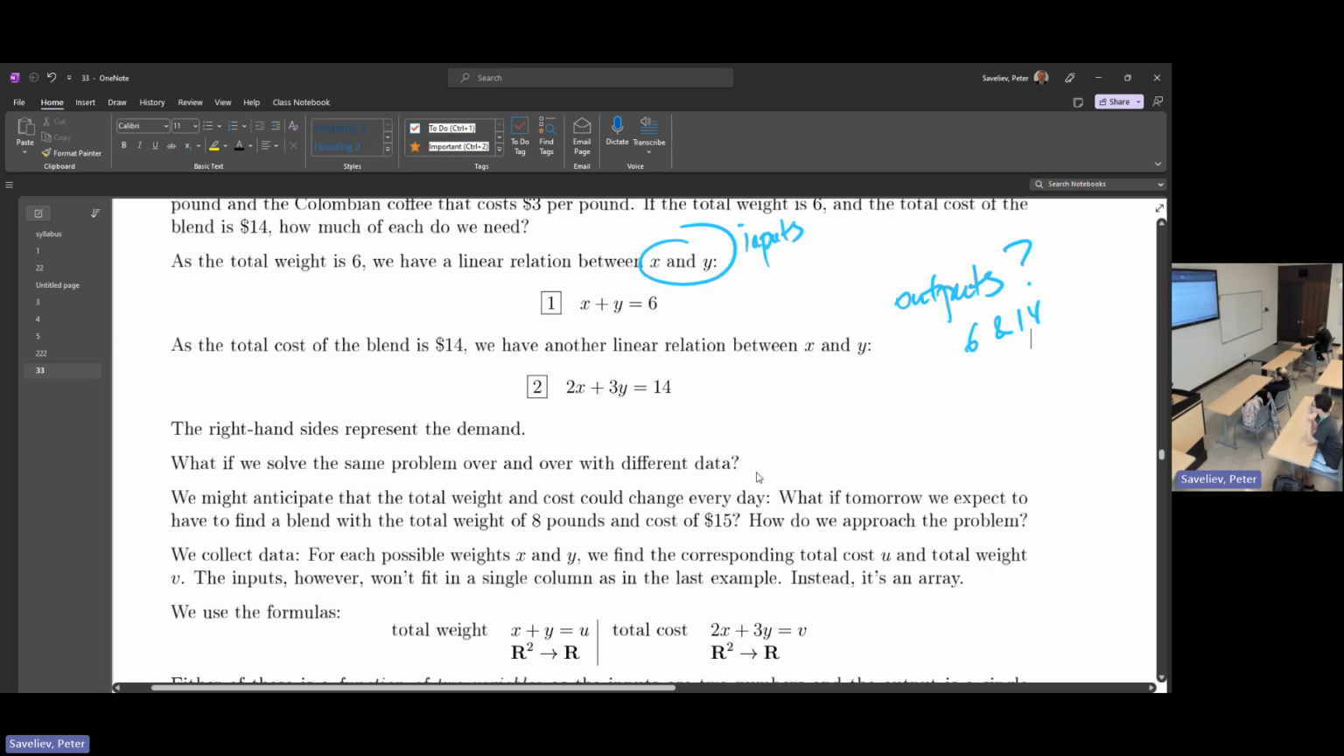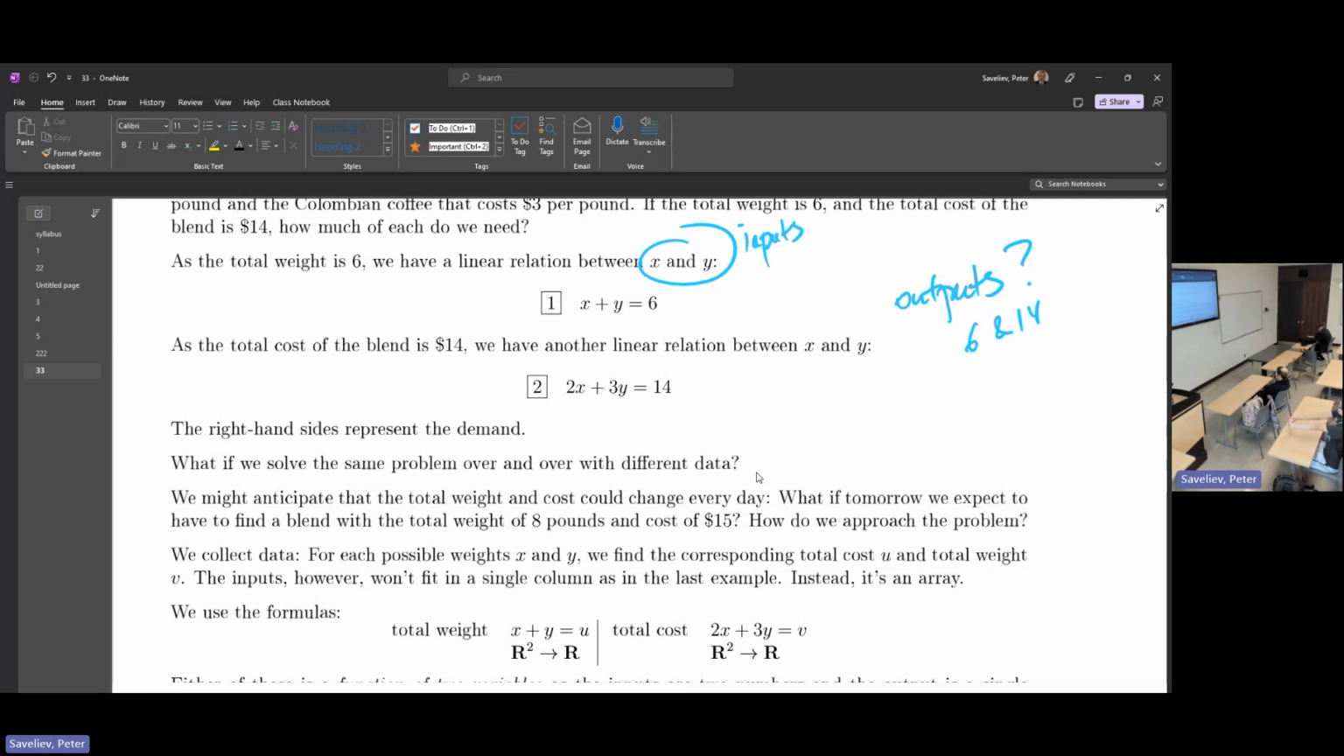So the total weight, once again, let's combine them together. So total weight x plus y is equal to u. You just say, let's suppose the total weight will be the new variable, or the output of our formula. So we're not trying to solve the problem, but rather just trying to set it up. You can imagine that you can go from input to output. If you do know how much of each of the types of coffee you've got, then you will know its total weight as well as the total price of the blend.